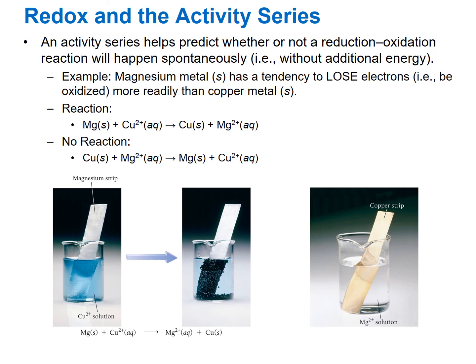All right, we have this thing called activity series. What is that? Well, if you were to put different sorts of solutions together that had metals in them, you would find that certain metals react more vigorously than other metals. Certain metals are more likely to form a reaction than other metals. And this has to do with the nature of the metal and some trends that we see in the periodic table. And we call this activity series. So an activity series helps predict whether or not a reduction-oxidation reaction will happen spontaneously, that is, without any additional energy.